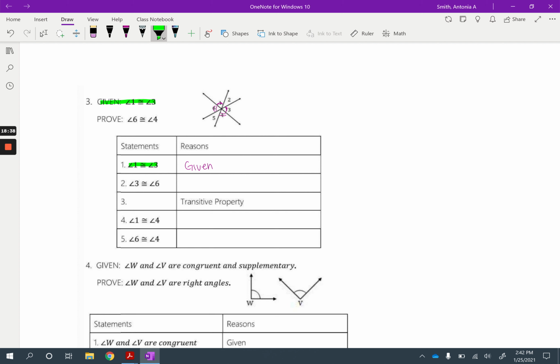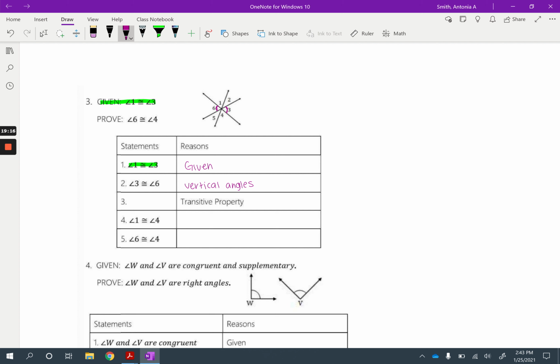Statement number 2, angle 3 is congruent to angle 6. I'm going to go to my picture to help me see that. Angle 3 is right here, and angle 6 is over here. So how do I know that those are congruent to each other? Well, what relationship do those 2 angles have? Those 2 angles are vertical angles. That's how I know that they are congruent. Because they are vertical angles, I can state that they are congruent. That's statement number 3, the reason.